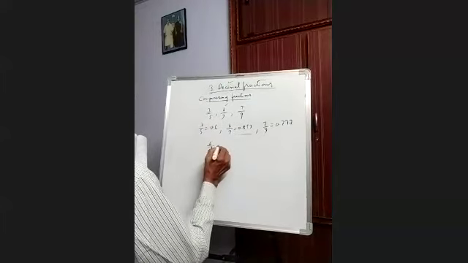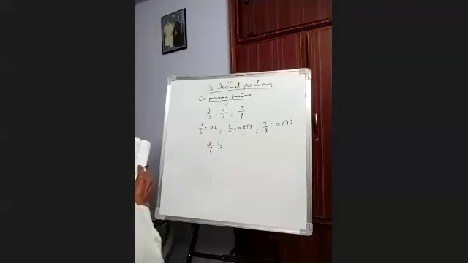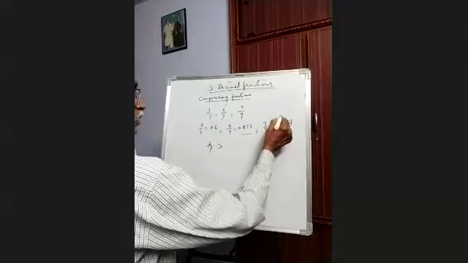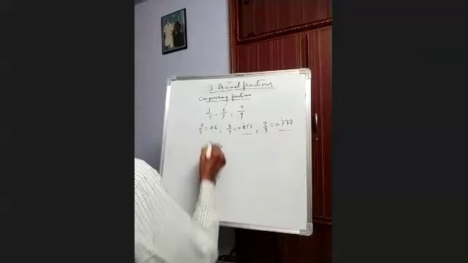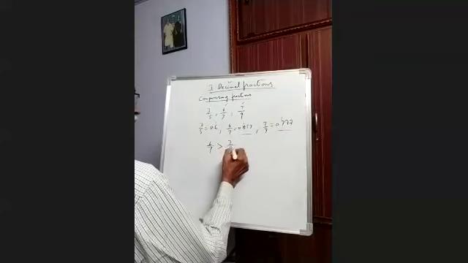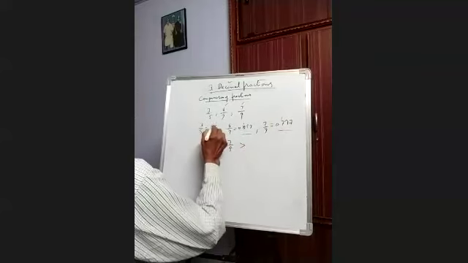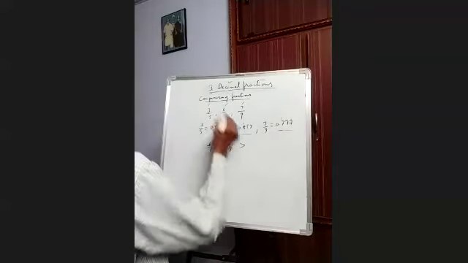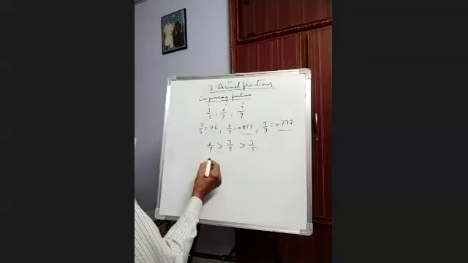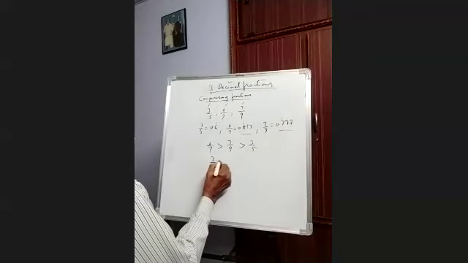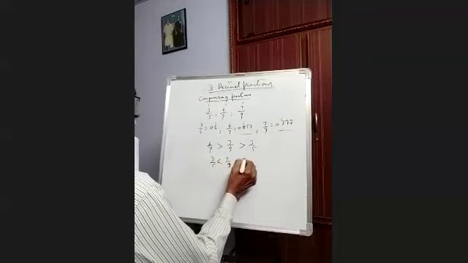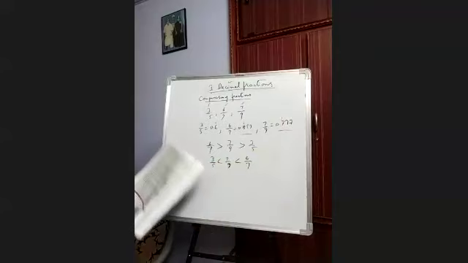6/7 is greater than the next one, 0.77. First decimal you can observe: here 6, and next one 7/9 is 0.77. So 3/5 is the least one. This is the descending order. If you want ascending order, 3/5 is less than 7/9 is less than 6/7. That's all.